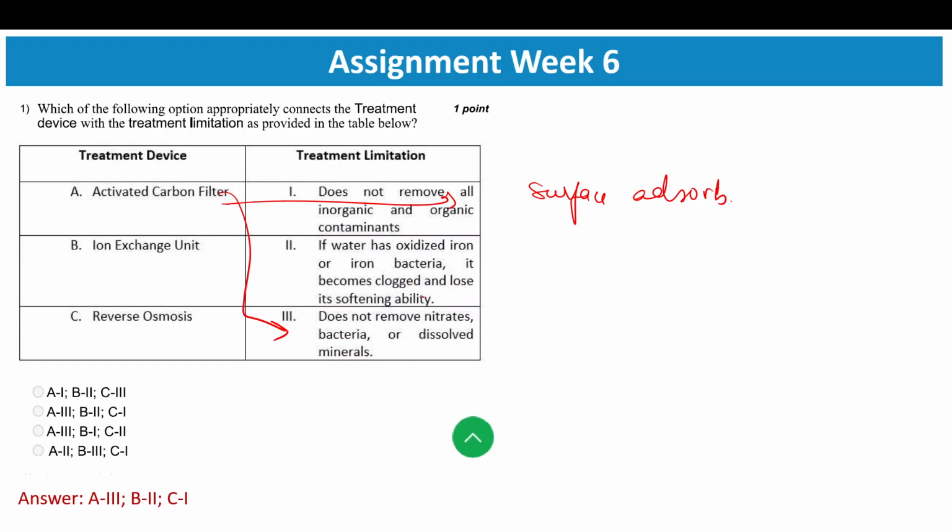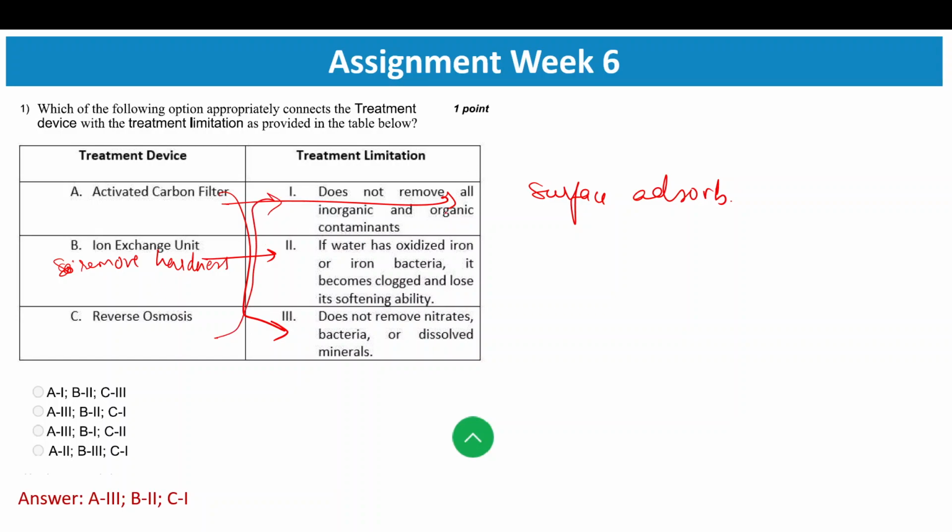bacteria, it becomes clogged or loses its softening ability. So two is the correct answer, because what we do by ion exchange is remove hardness, which is nothing but softening of water. And last is reverse osmosis. So this is the only option left.